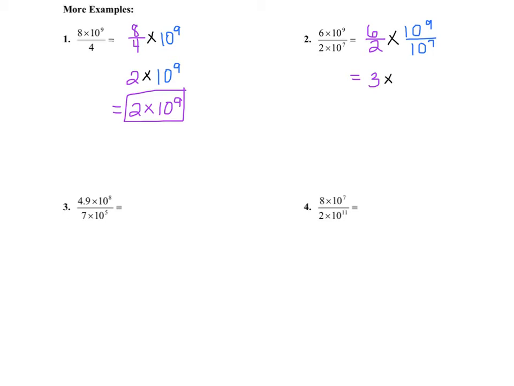times your next step, 10 to the ninth divided by 10 to the seventh. So you have the same base, we're going to follow the rules of exponents. So you're going to say 10, and you're going to subtract 9 minus 7, which is going to give us 2. Therefore, your final answer is 3 times 10 to the second power.